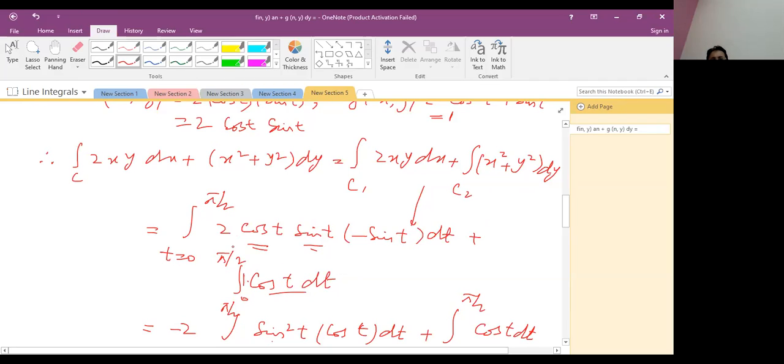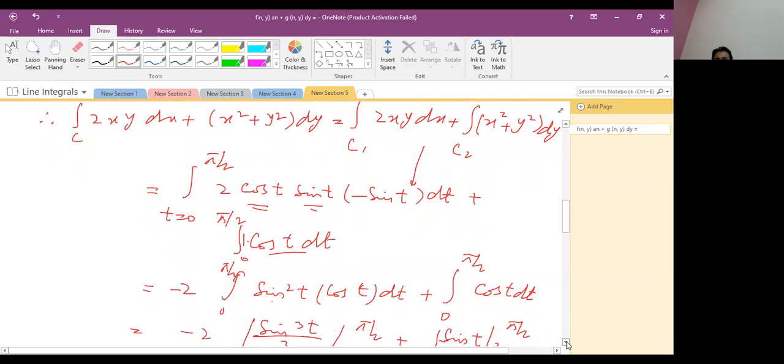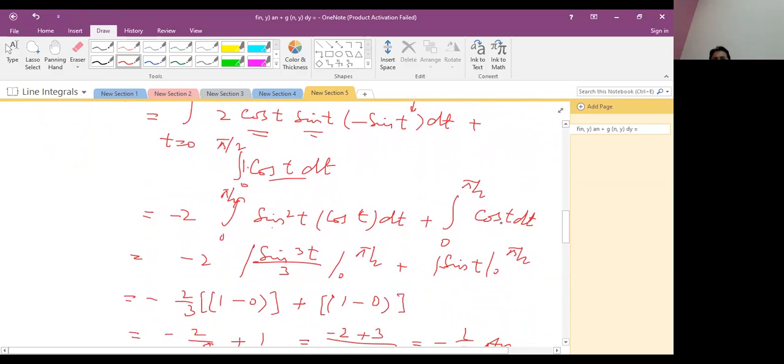So student, when we multiply together, we get sine square t cos t, minus, multiplying by 2 outside the integral, and we put here the limit from 0 to pi by 2 in both integrals, because the limits are the same. When we integrate this sine t, because the derivative of sine is cos t, we find the integral sine cube t over 3, 0 to pi by 2, it is minus 2.